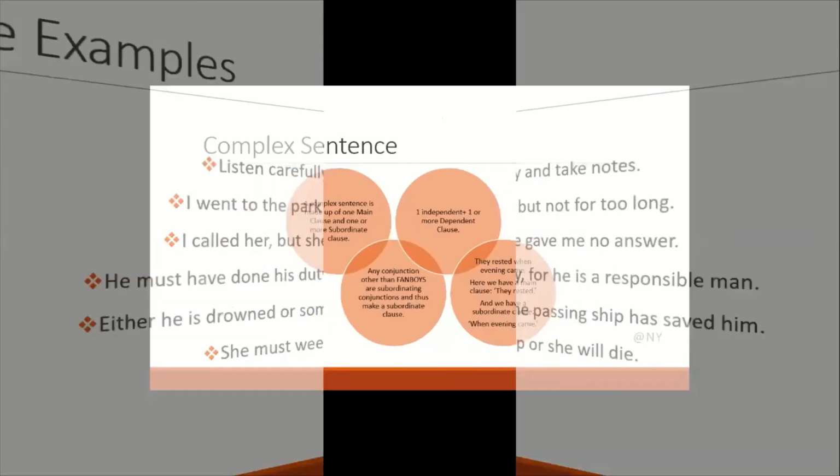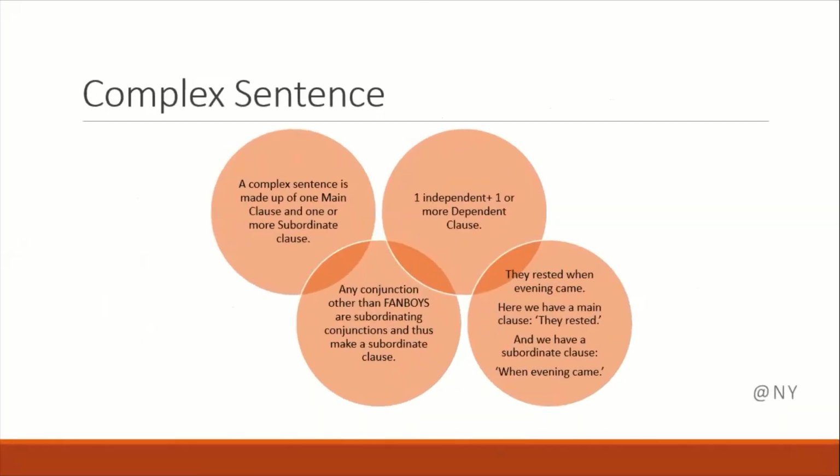Moving on, we have the complex sentence, which is the one which is made up of one main clause and one or more subordinate clauses. So in easier terms, it is made up of one independent clause, that is the main clause, and one or more dependent clauses, that is the subordinate clauses. Any conjunction other than FANBOYS is a subordinate conjunction and thus makes up a subordinate clause.